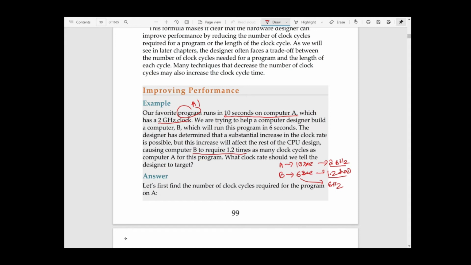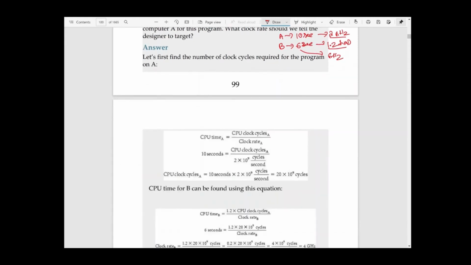For this, first we will try to find out the CPU clock cycles required in A. So CPU time here is CPU clock cycles of A divided by clock rate of A. The CPU time required is 10 seconds, as mentioned here, and the clock rate, the frequency, is 2 gigahertz. From this formula, if you find out the CPU clock cycles for A, it is this. So the CPU clock cycles required for A is this.